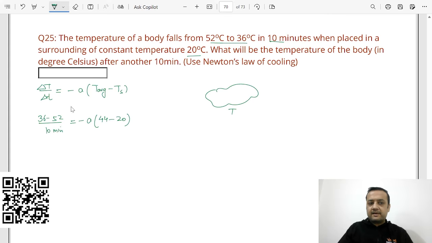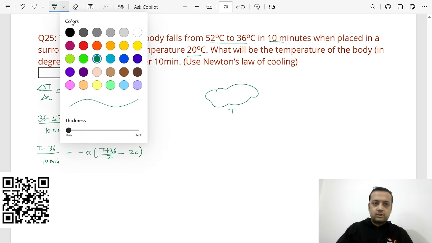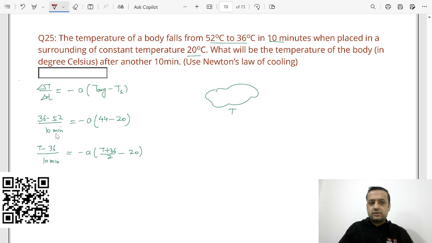Again if I apply the average form, you will write T minus 36, final temperature minus initial temperature, divided by time, again 10 minutes, is equal to minus cooling constant. Average of T and 36 will be T plus 36 by 2 minus surrounding temperature. Now if I take the ratio of these two equations, the 10 minutes will get cancelled, minus the constant will get cancelled. Here this will be minus 16 upon T minus 36.